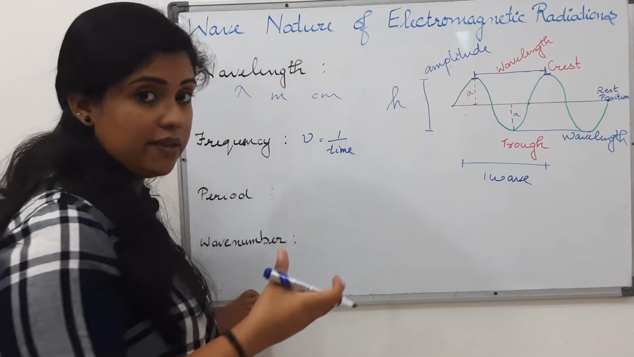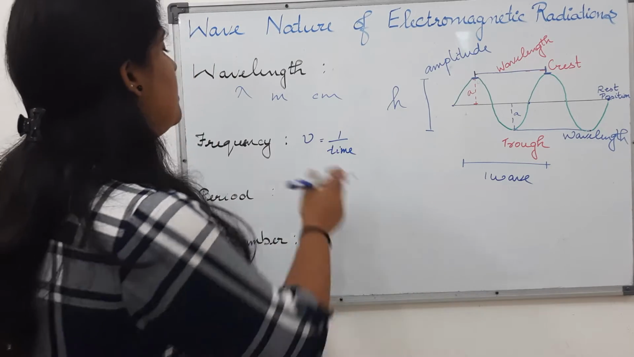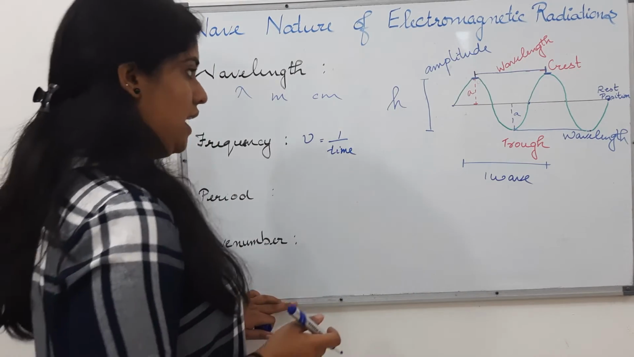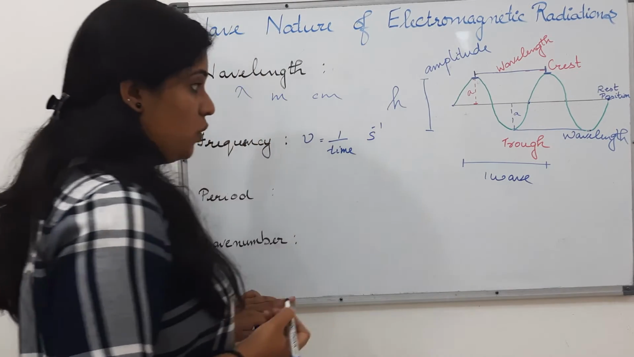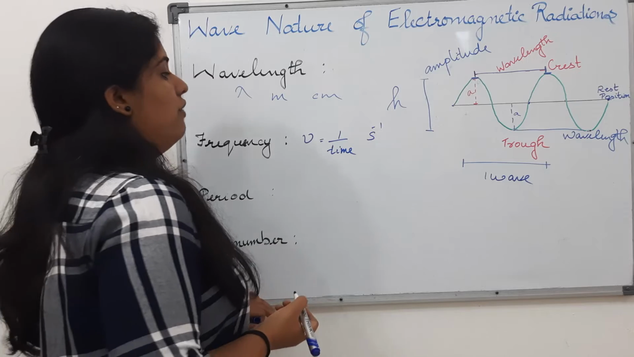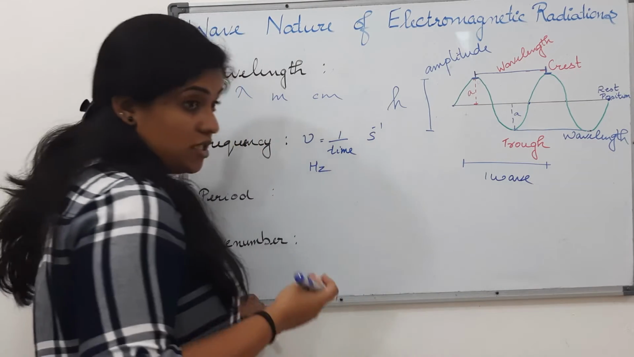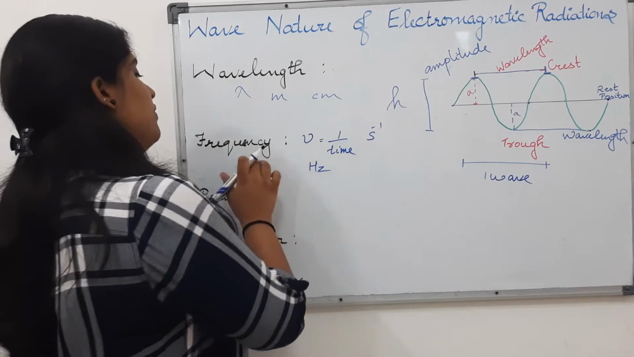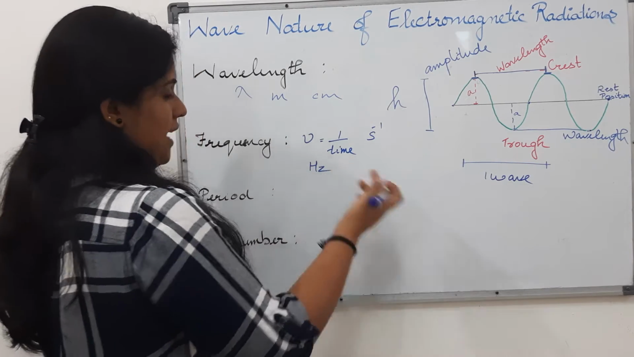It is the number of waves that pass through a given point in a given period of time, represented by nu, which is 1 by time. So obviously 1 by time means it can be second inverse as its unit, or the common unit for frequency is hertz. In remembrance of the scientist Hertz, this frequency is given the unit hertz, which is represented by Hz.